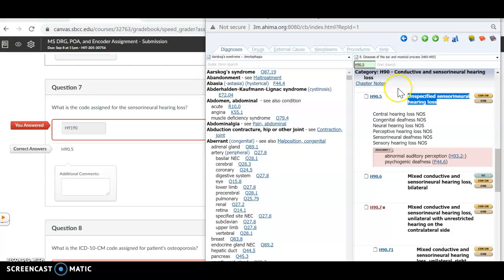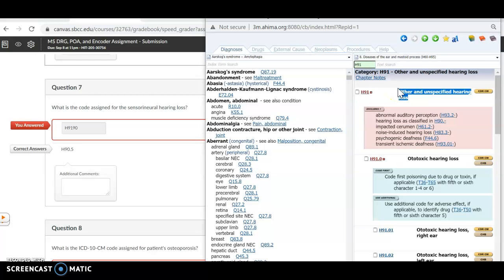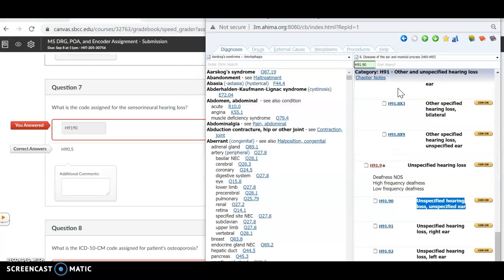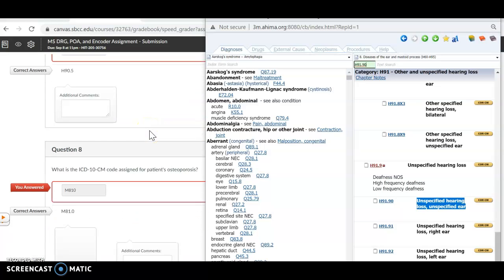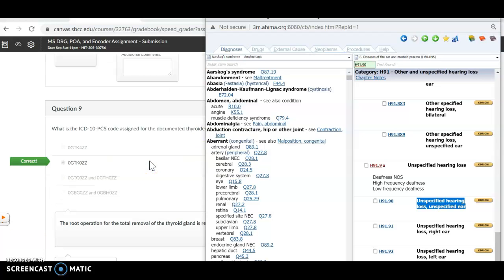Okay, and the one that you have is going to be unspecified. So with that is unspecified hearing loss, unspecified ear. So we do know what type it is. So again, we need to be specific on that. Again, with this one, you don't have the decimal point, which makes a huge deal in advanced coding.